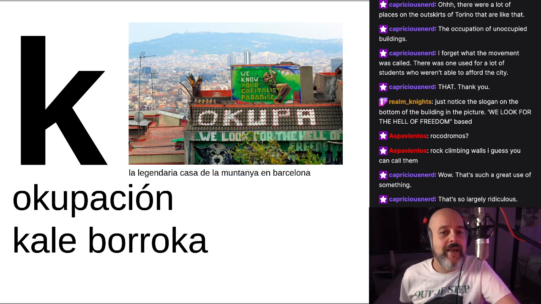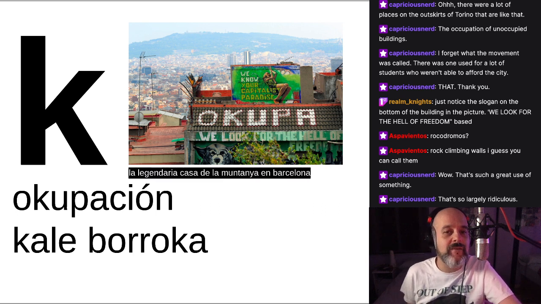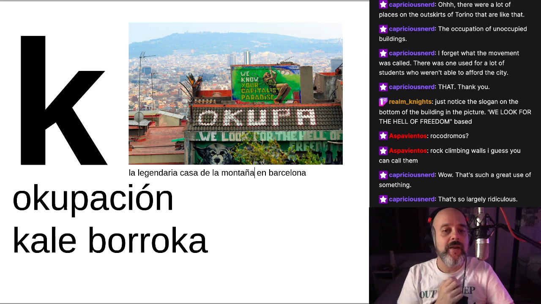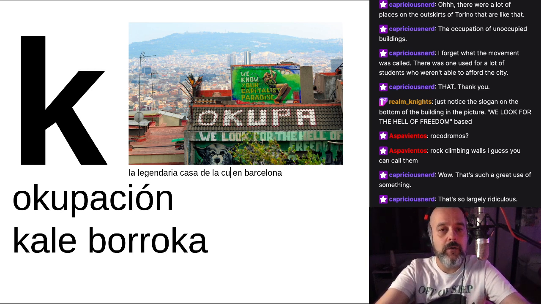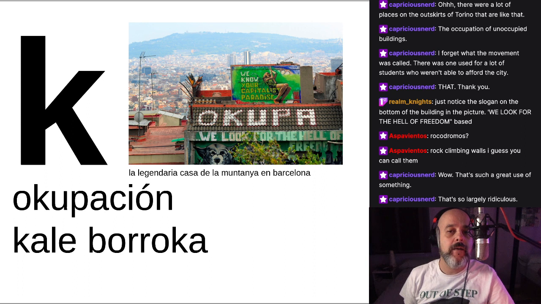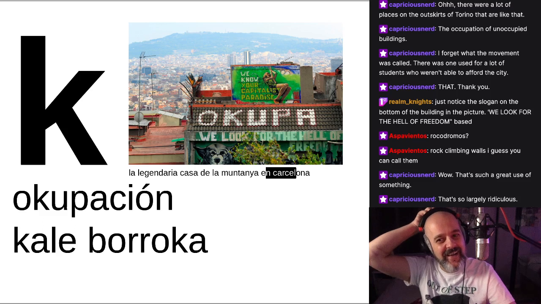So here it says La Legendaria Casa de la Montaña en Barcelona. Legendaria, legendary. It was a fantastic place, and everybody knew it. Casa, house, de, of, la, the. Montaña is in Catalonian. If we were to write it in Spanish, we would write montaña, but the original name is in Catalonian. In Barcelona, most of the people in the alternative ambience call it Carcelona, because cárcel means jail. But that's another story.